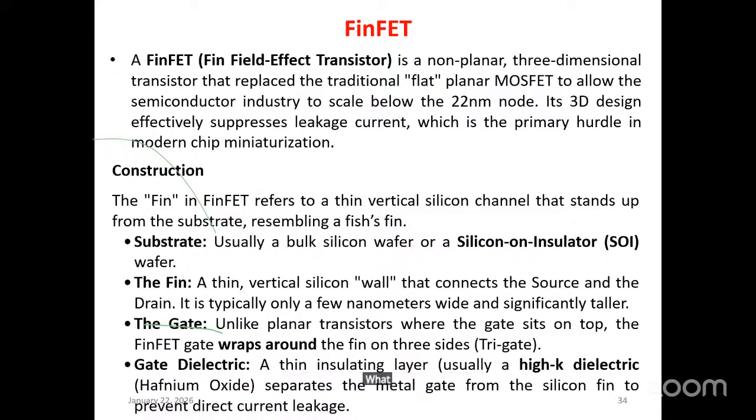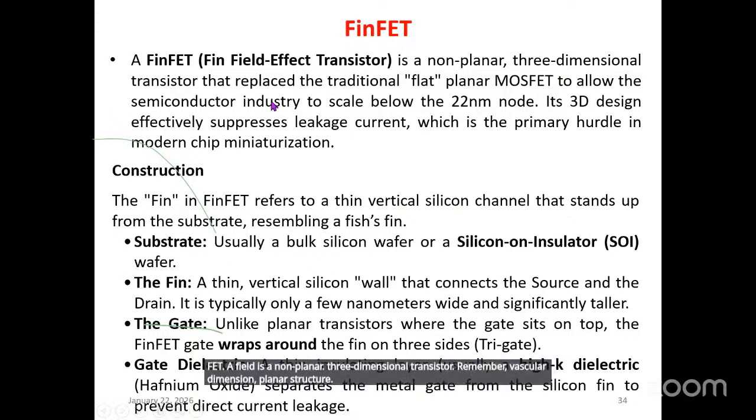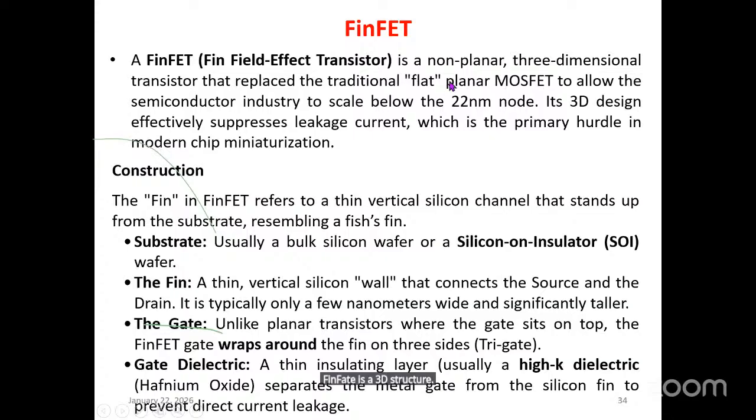What is meant by FinFET? Fin is the typical name. A shark fish has a fin. That fin is a literary word attached to the field effect transistor. A FinFET is a non-planar, three-dimensional transistor. Remember, MOSFET was a two-dimensional planar structure. FinFET is a 3D structure that replaced the traditional flat planar MOSFET to allow the semiconductor industry to scale below the 22 nanometer node. Its 3D design effectively suppresses leakage current, which is the primary hurdle in modern chip manufacturing and miniaturization.